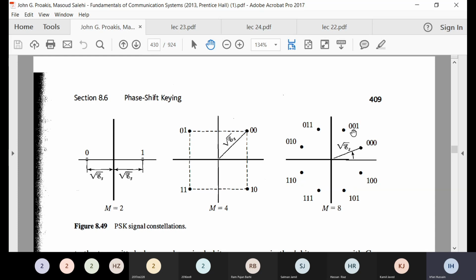Actually you have 1, 2, 3, 4, 8 symbols. So you have divided 360 by 8, so you can say approximately 45 degrees. So in 90 degrees you have 2, so in every quadrant you have 2. This means that in 4 quadrants you have 8 different symbols. So this is your constellation diagram, or you can say the vector representation, the orthonormal basis.